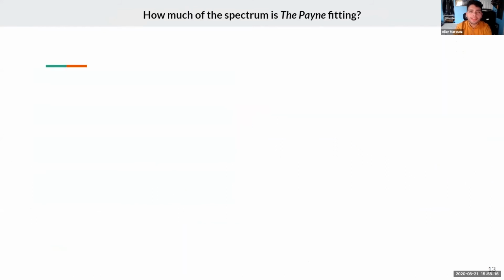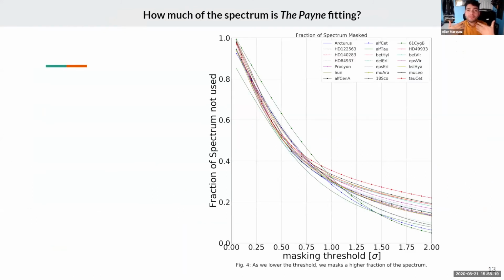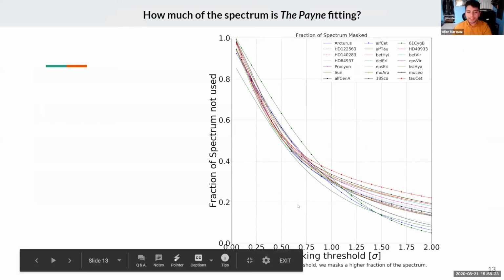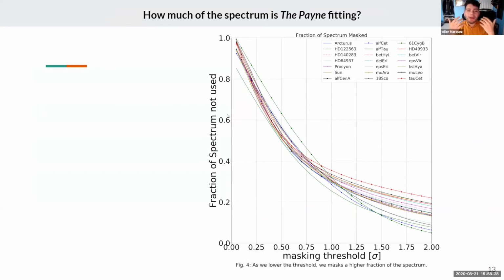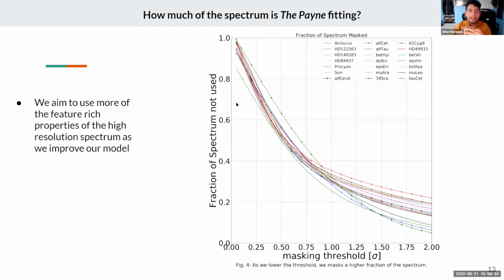Lastly, I want to show this graph that shows how much of the spectrum the Payne is actually fitting. I have the masking threshold on the x-axis, and on the y-axis I have the fraction of the spectrum that's not being used, or masked. What's really alarming about this graph is that we're using optical high-resolution spectra, and there's a lot of feature richness included in the data. This graph shows that we're throwing away a lot of that data at the cost of giving us these accurate results.